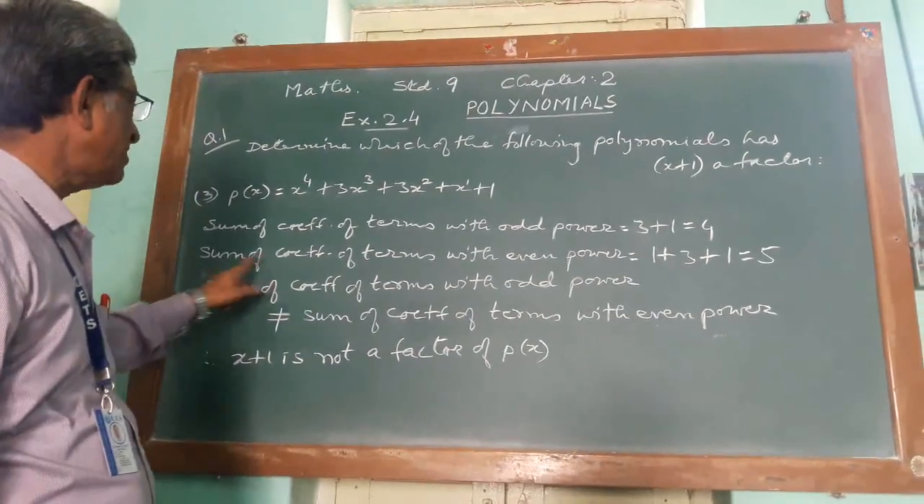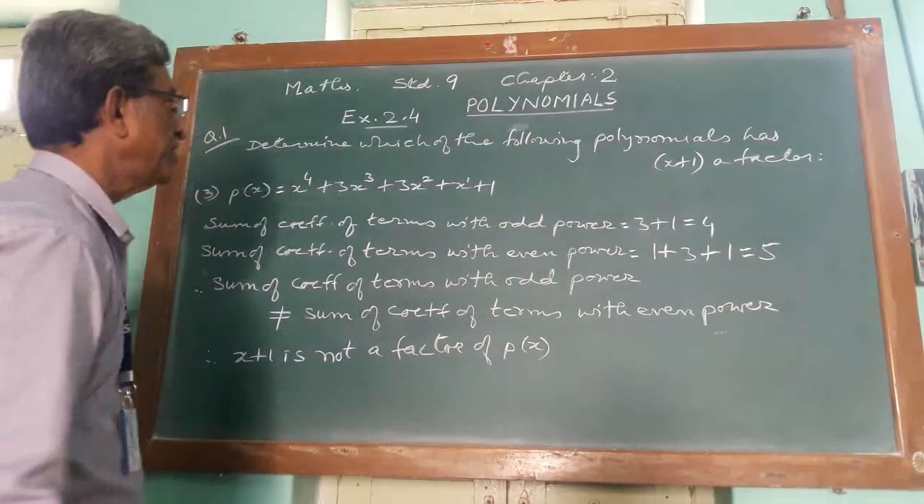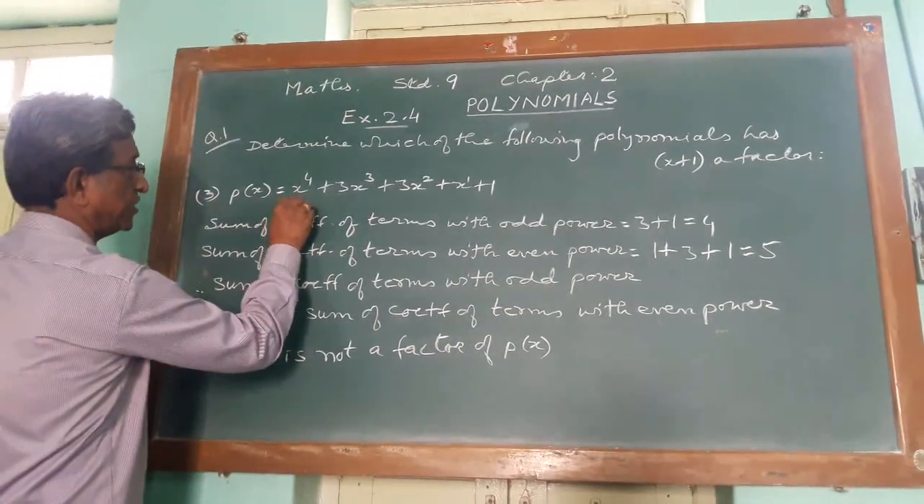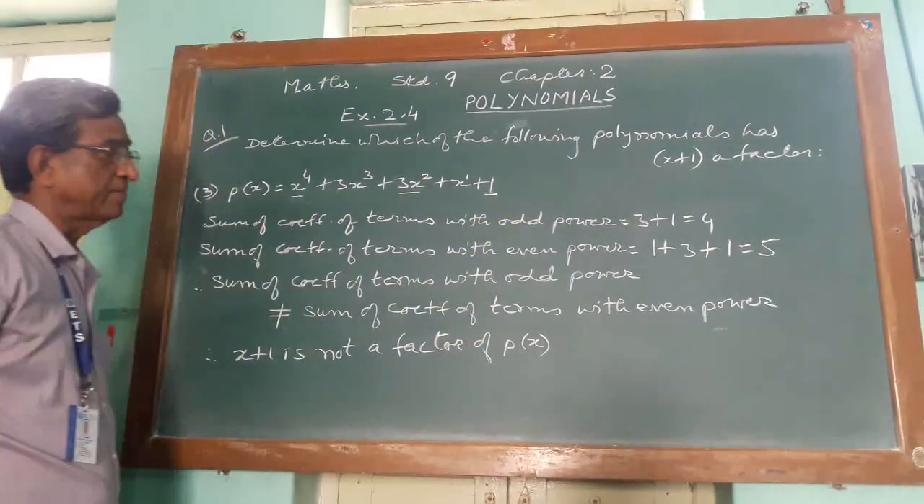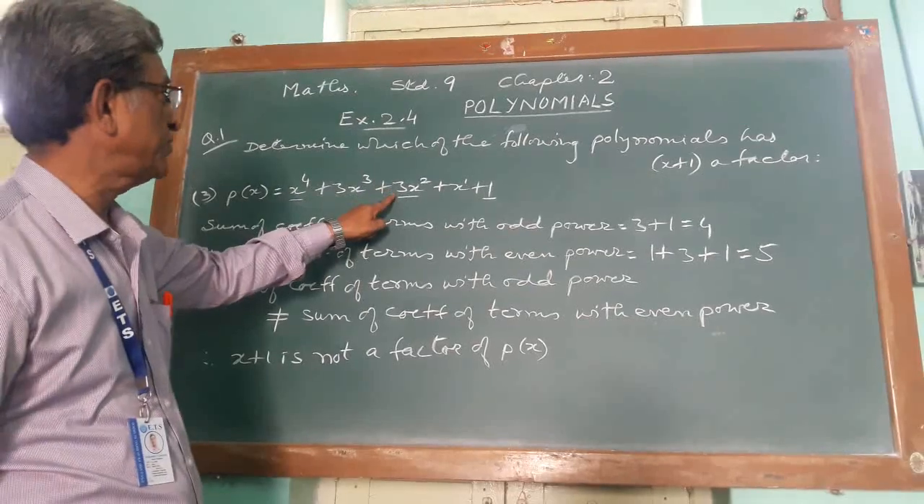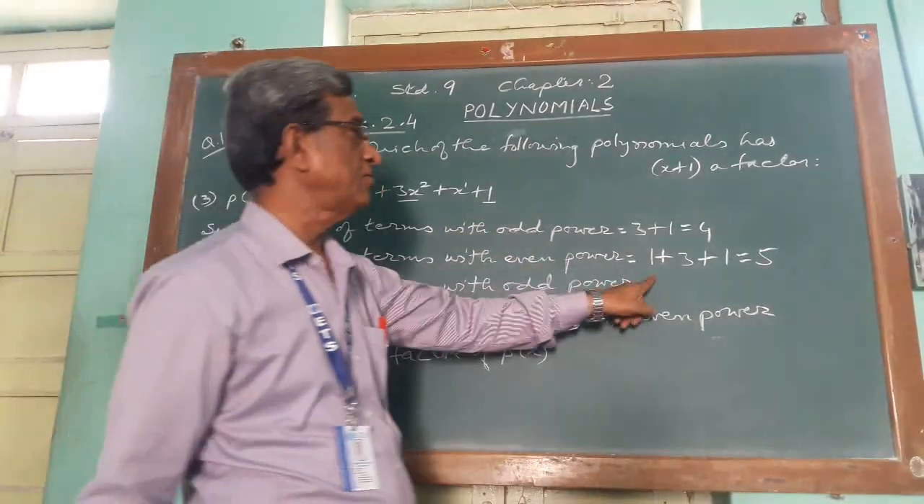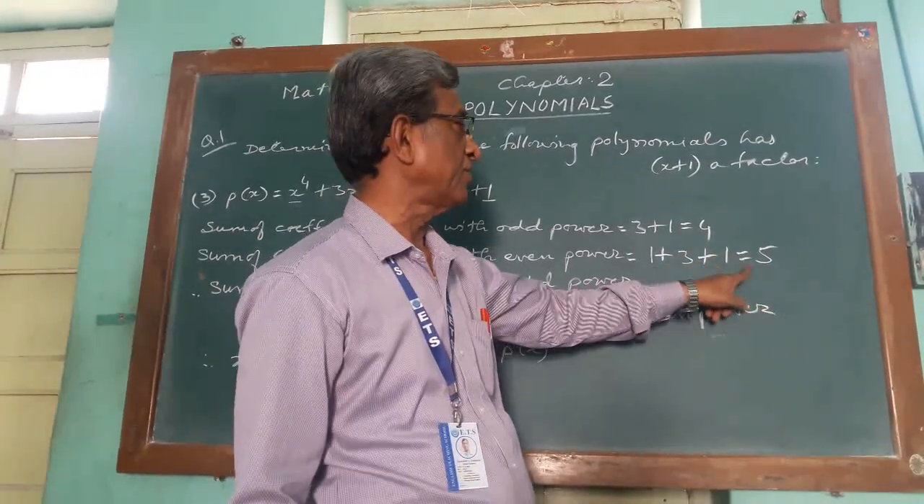Similarly find the sum of coefficients of the terms with even power. So these are the terms with even power: x raised to 4, x raised to 2 and the constant. So now add their coefficients: 1 plus 3 plus 1 gives you 5. So you can see they both are not equal.